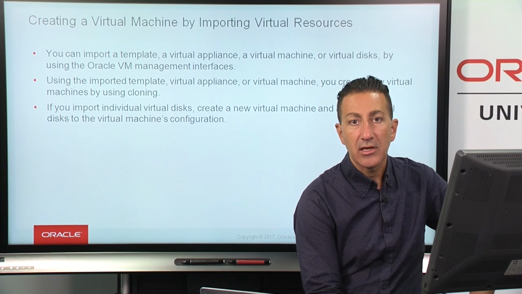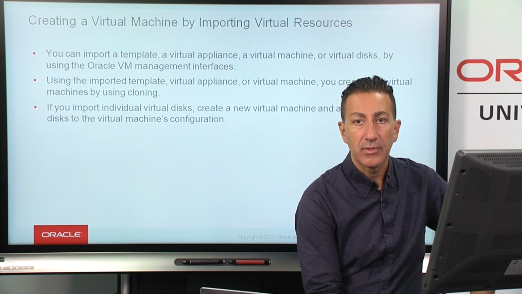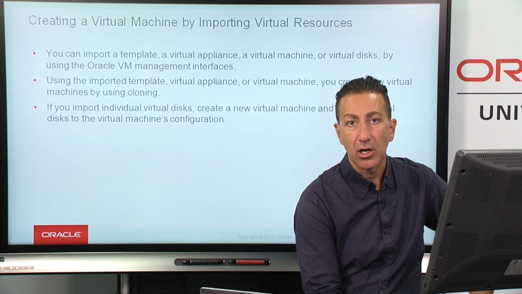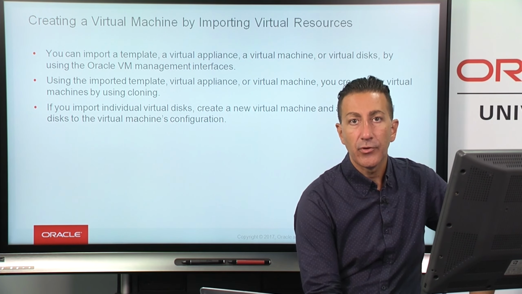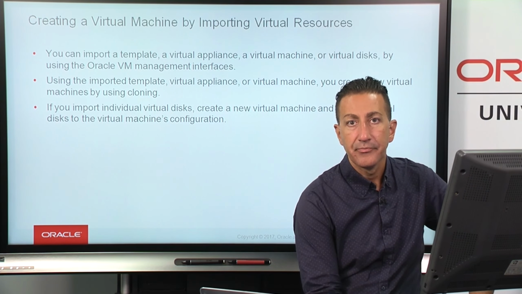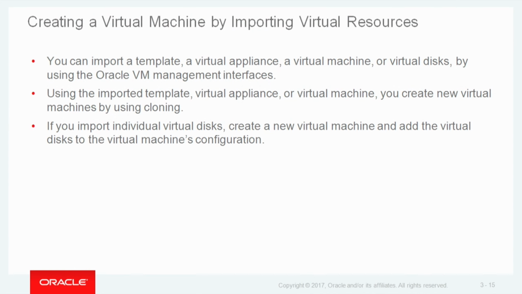Well, the other way is using the imported templates, virtual appliance, or virtual machine. You create the new virtual machines by using cloning. It's important to know that they work as a source for the operation to create the new virtual machines. So this process is cloning. What you get is a binary copy of these template contents, virtual appliance contents, virtual machine contents, or virtual disks to deploy the virtual machine. And the other way is you import individual virtual disks. You create a new virtual machine and add the virtual disks to the virtual machine configuration.